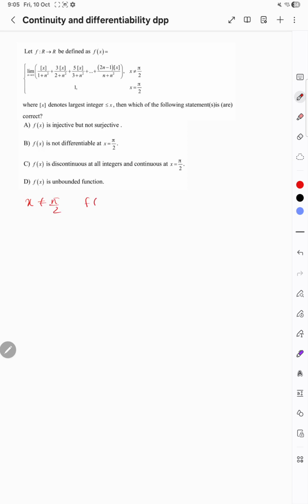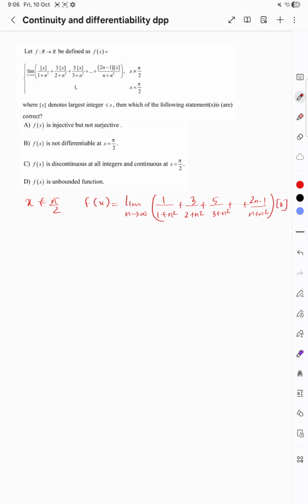So when x is not pi by 2, what is our f of x? f of x is the limit as n tends to infinity. You can see that the step x is common here, so I am taking it outside. So it will be 1 by 1 plus n square, 3 by 2 plus n square, plus 5 by 3 plus n square, plus etc., plus 2n minus 1 by n plus n square. Now outside I have written greatest x. So when x is not equal to pi by 2, this is our f of x.